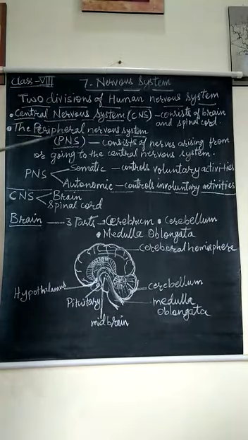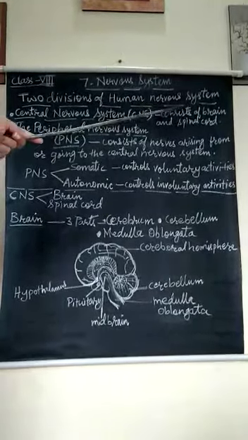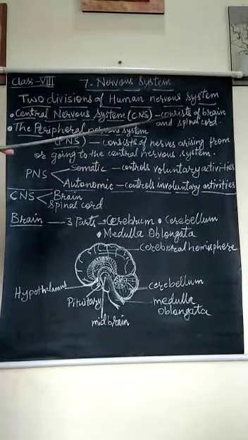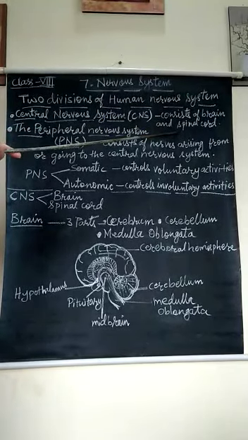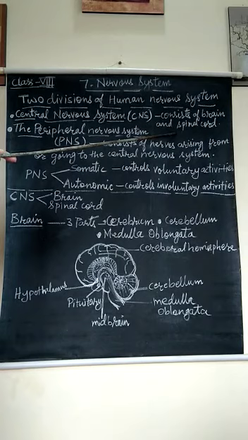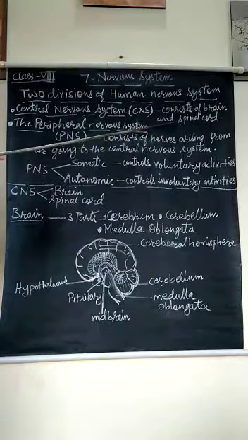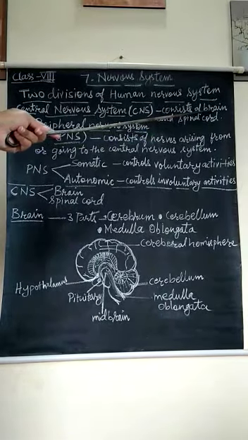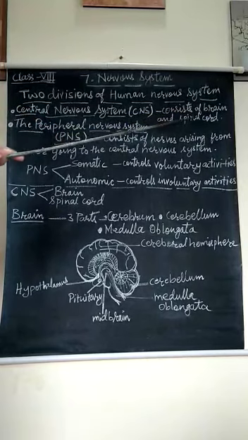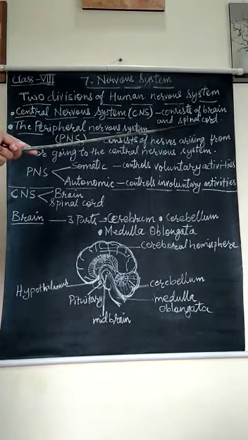The first is CNS, means central nervous system. It consists of brain and spinal cord. The brain lies protected within the skull and the spinal cord lies well protected within the vertebral column. The brain is protected by skull and spinal cord is protected by vertebral column, means backbone.